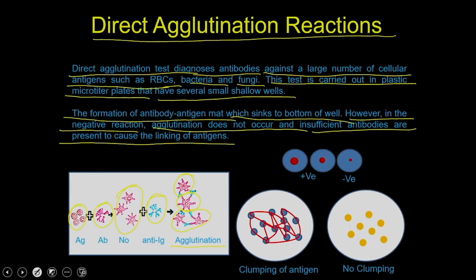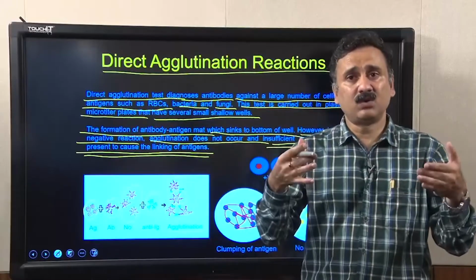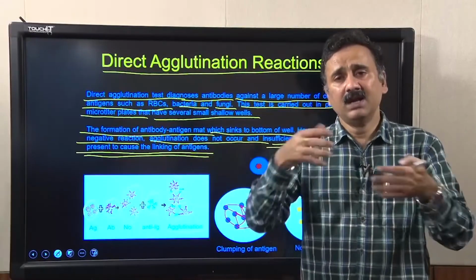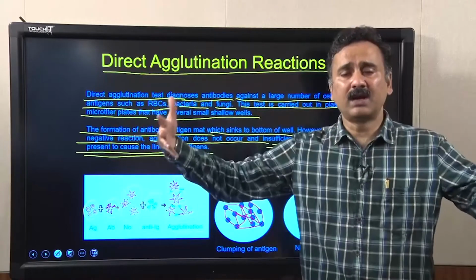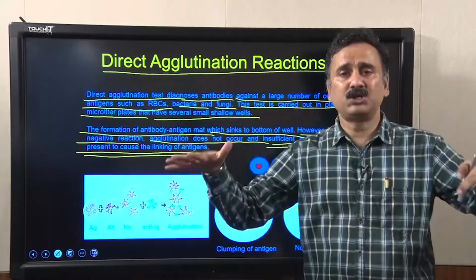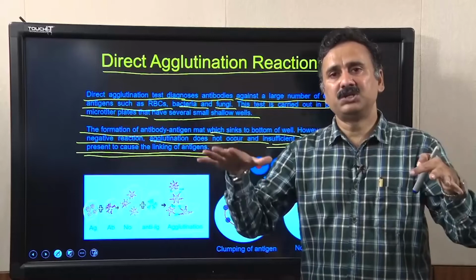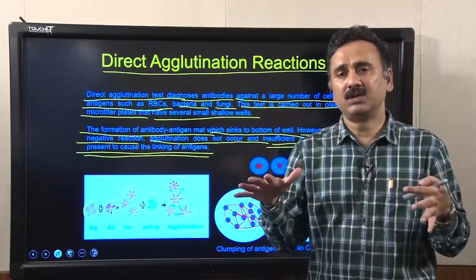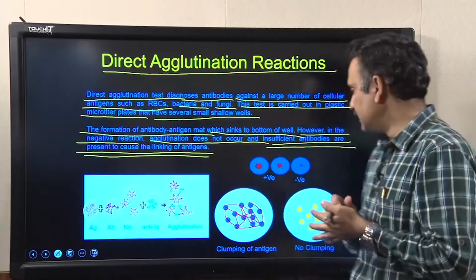In the negative reactions, the agglutination reaction will not occur, because you do not have a sufficient quantity of antibodies available to link the antigens. So, unless you have a sufficient quantity of antibodies, the antigens are not going to be linked together to form a mesh or mat-like condition, and that is how it is not going to give you the agglutination reaction.